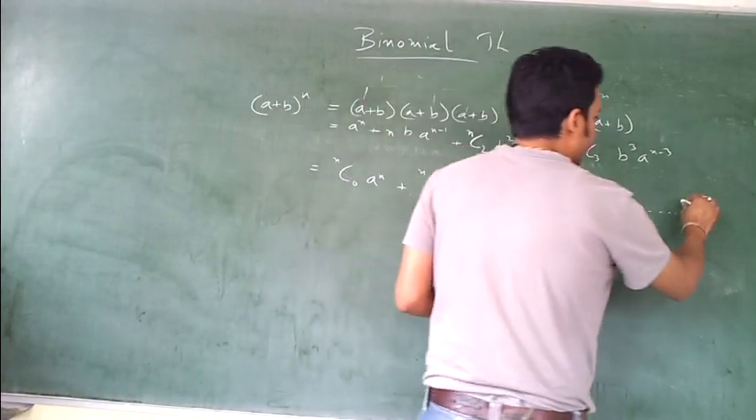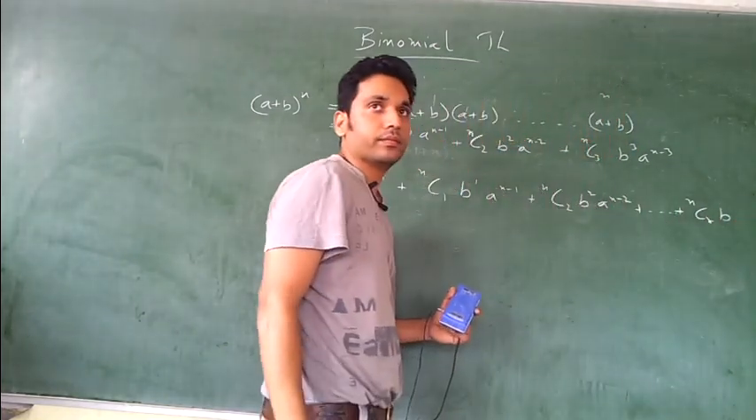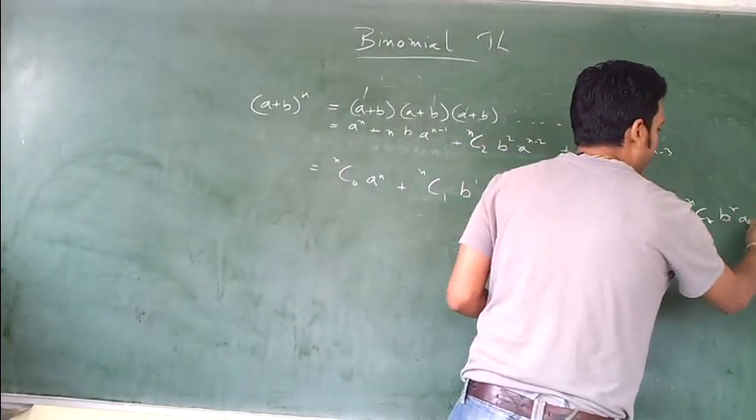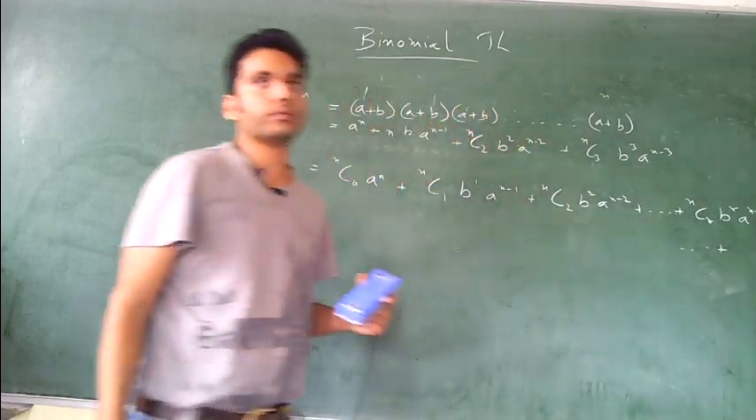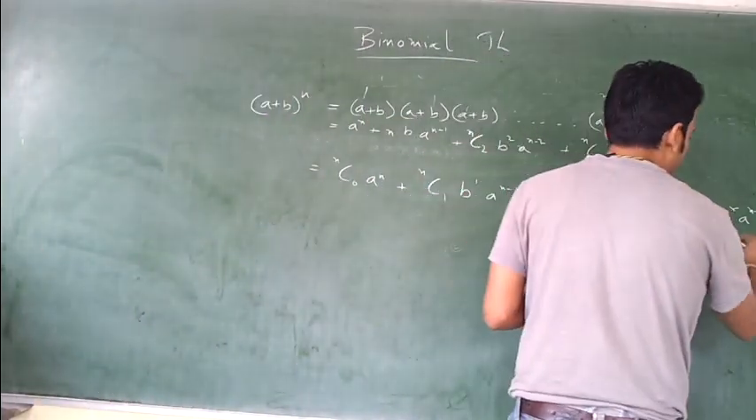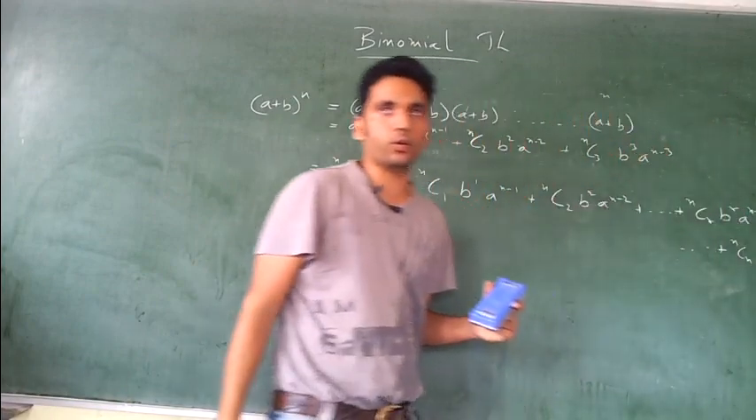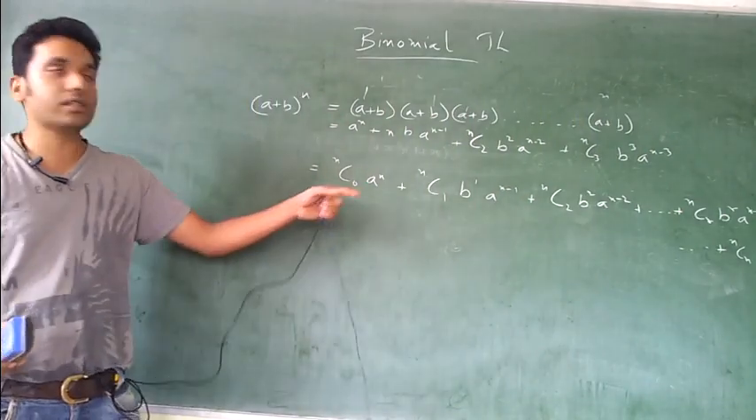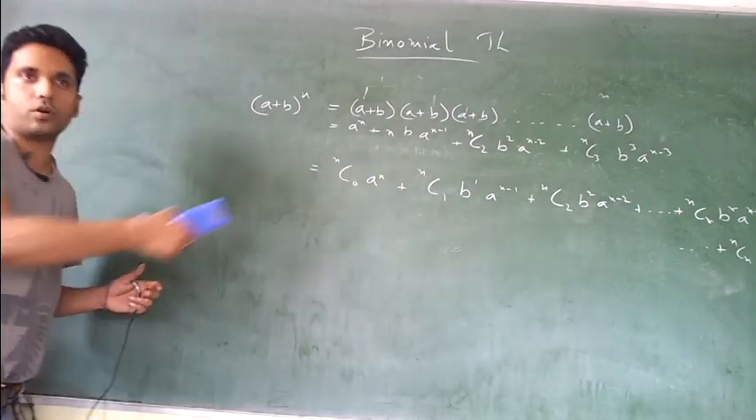Any random term in the series, I will say it would be NCR, b power how much? B power r, a power how much? N minus r. Dot dot dot, and the last term would be what? NCN b to the power n, NCN, which is again 1, NCN b power n a power 0. So the last term would be b power n, first term is a power n. The powers of a will decrease by 1 and the power of b will increase by 1. Any doubt? So this expansion is called your binomial expansion.